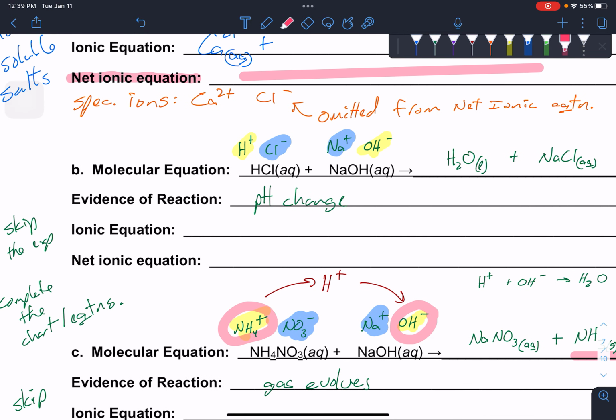And just real quick, similar thing, right? That's what's changing. Those are the only 3 things that get included in the net ionic equation.